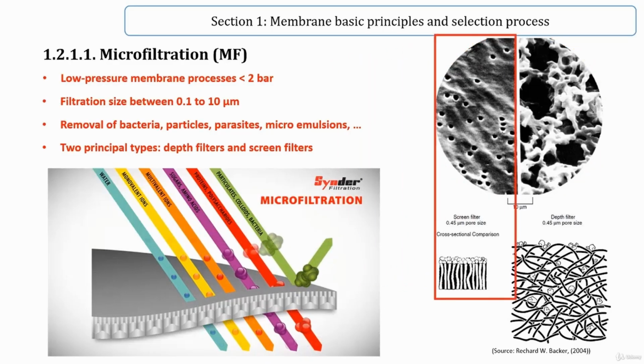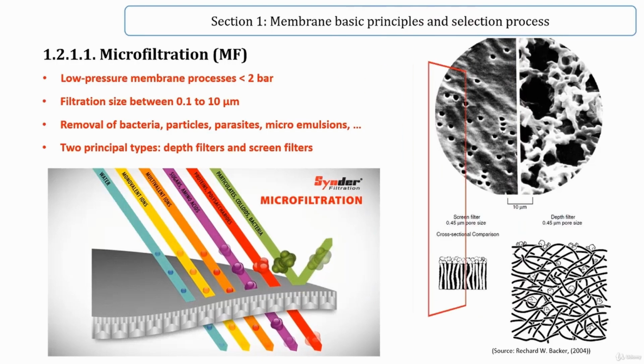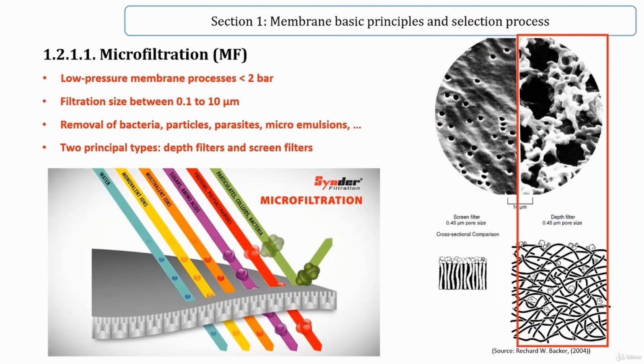While screen filters have small pores in their top surface that collect particles larger than the pore diameter on the surface of the membrane, depth filters have relatively large pores on the top surface so particles pass to the interior of the membrane. The particles are then captured at constrictions in the membrane pores or by adsorption onto the pore walls.